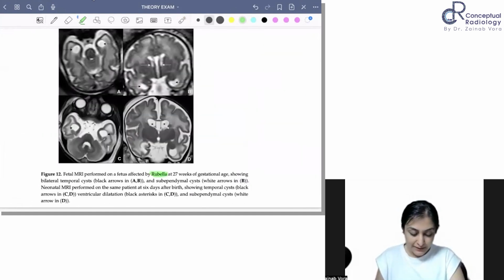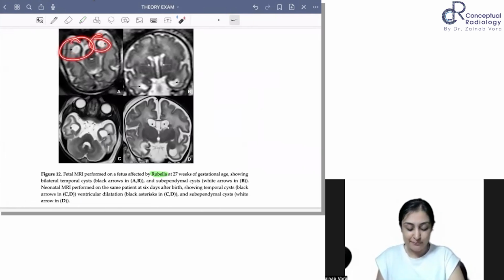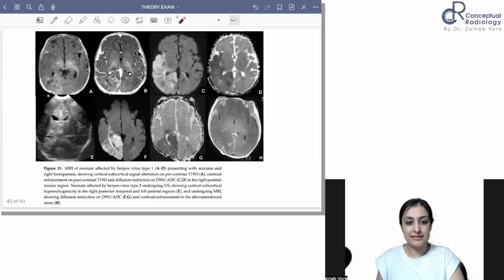Rubella. What is seen in rubella? You can see these temporal cysts. They look like a wander. So you can see these temporal cysts here. You can see subependymal cysts here. Right? More or less the same thing. So rubella can also show you these cysts.